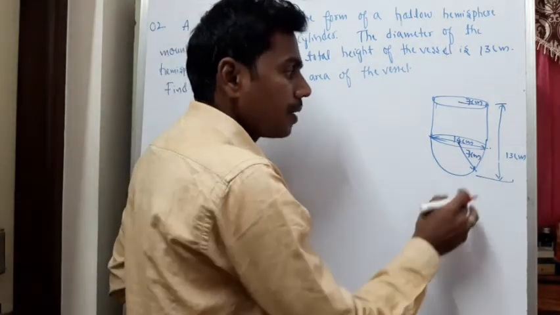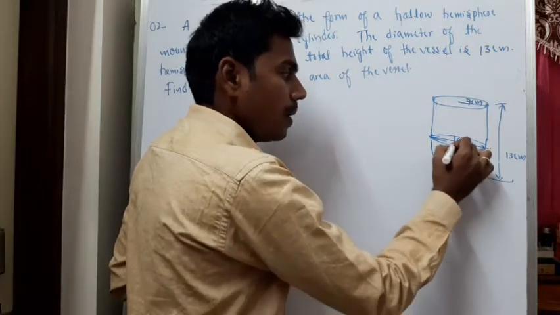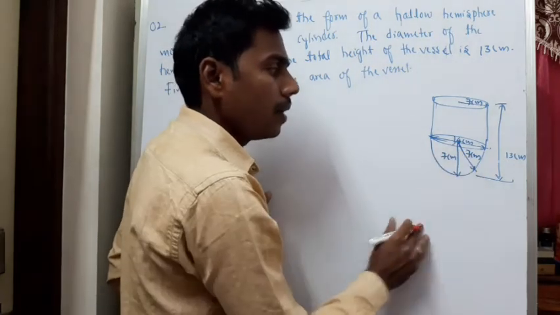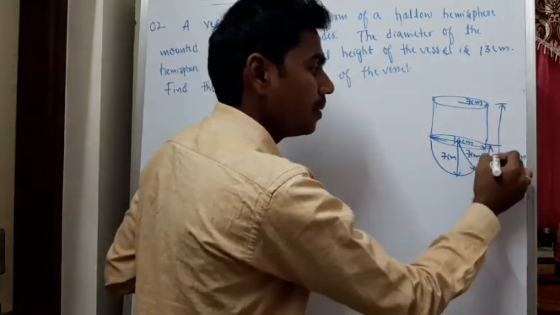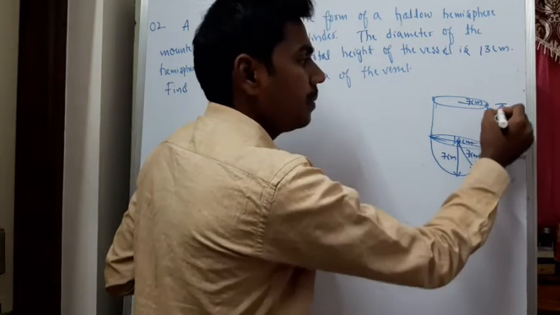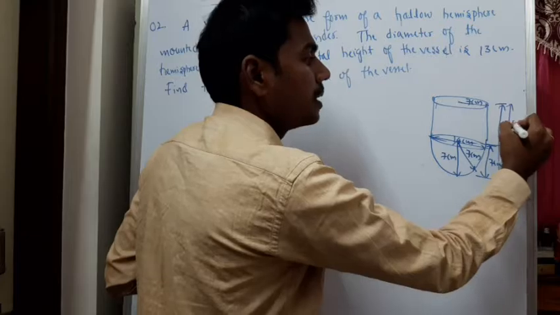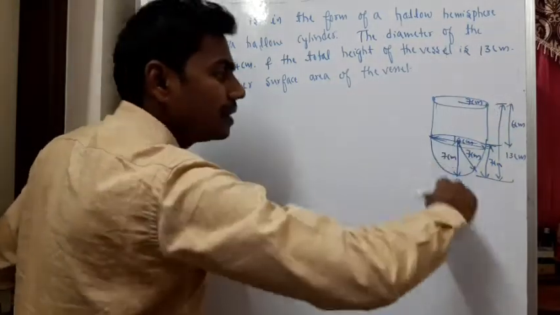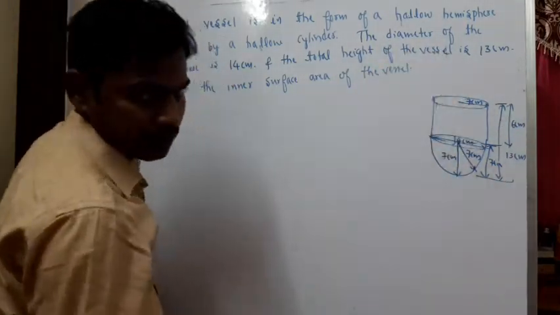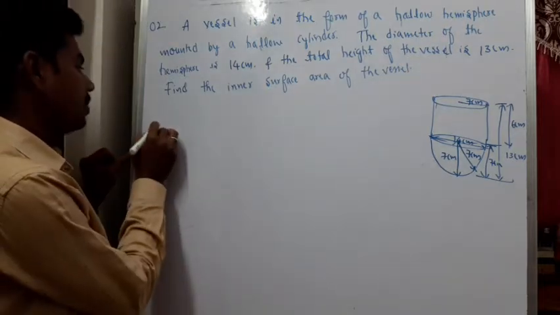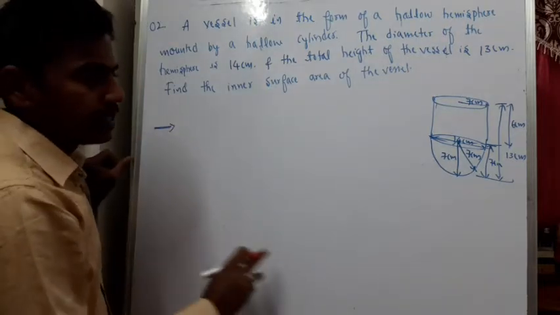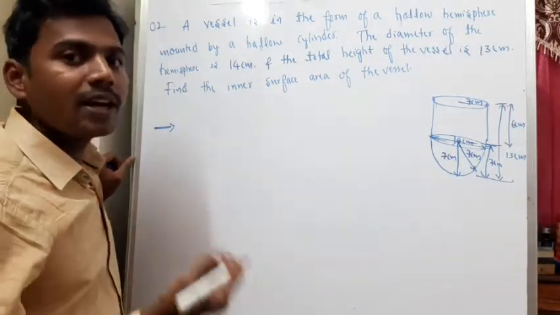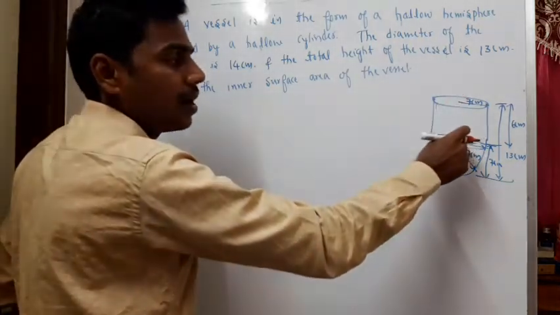Now, this will also be a radius, equal to 7 centimeter. So if it is 7 centimeter, height of the cylinder will be 6 centimeter. Fine. Now what we need to find? We need to find the inner surface area of the vessel. So need not worry. See, since it is hollow, whether you measure the total surface area or curved surface area, you are going to use curved surface area because it is hollow.